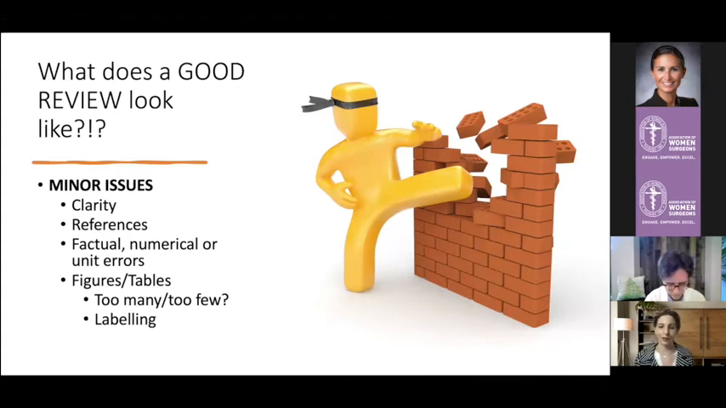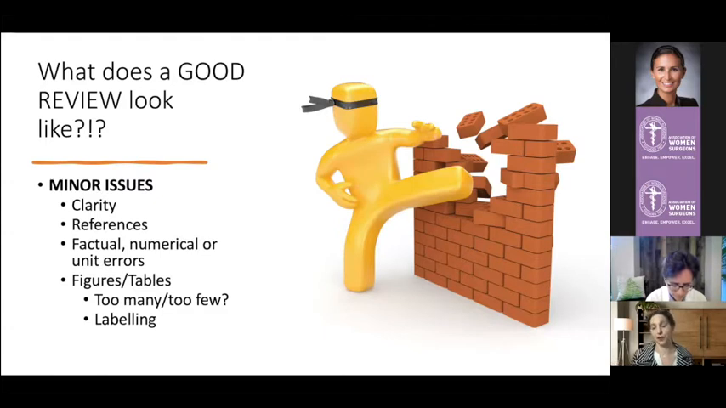So clarity. So this is not the lack of structure whatsoever to a manuscript. Are there little bits that could be clarified? References, are the references appropriate? Are they formatted correctly, or in the proper order? Factual, numerical, or unit errors. So small little things. Perhaps the p-value is not reported correctly, or it looks like there's something in a table that doesn't exist in the text.